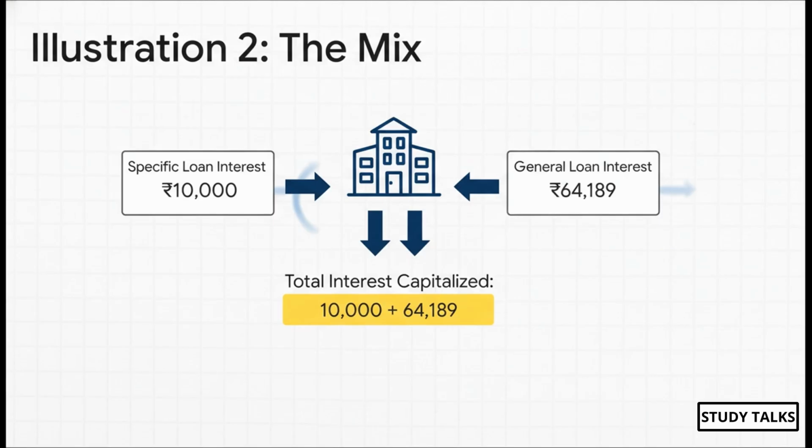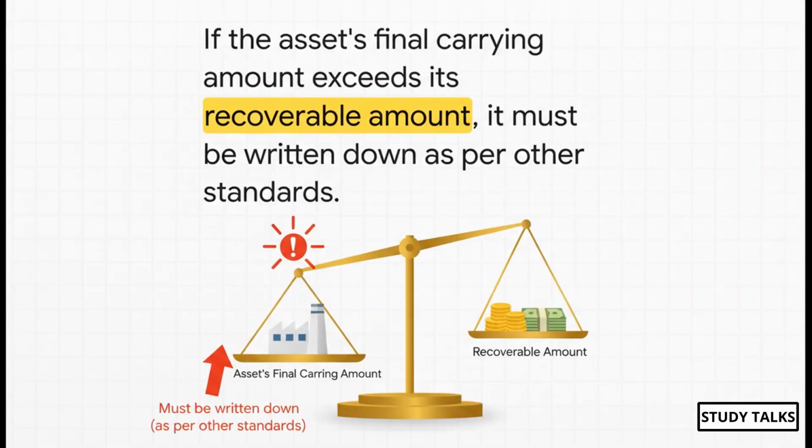So the total interest we can capitalize is the 10,000 from the specific loan plus the 64,189 from the general loans. That's a total of 74,189 rupees. We add this amount to the cost of the building, bringing its total cost up to 10,094,189 rupees.